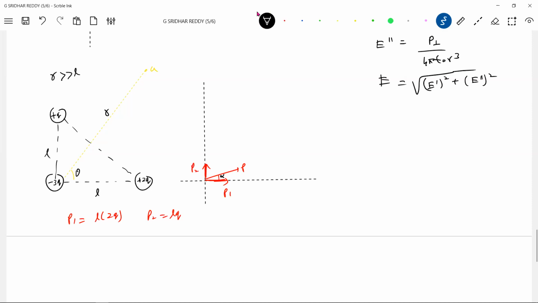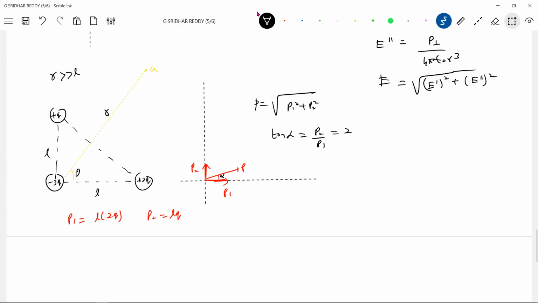So can we calculate the resultant dipole moment? P is equal to the square root of P1 square plus P2 square. That we got. Can we get alpha? Tan alpha equal to P2 by P1, that should be equal to 1 by 2. Okay, I got the alpha.